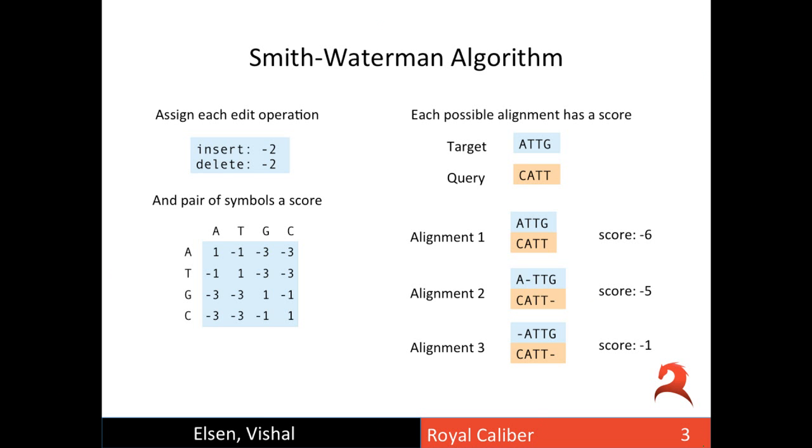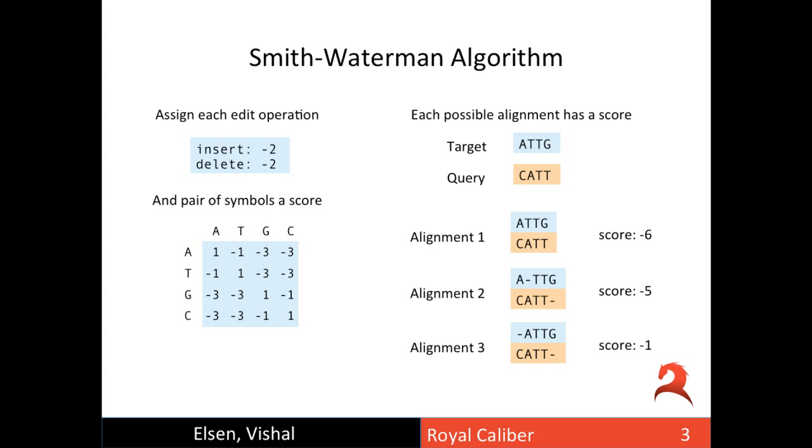So the way we do that is we assign scores to each one of the operations that can occur. So for example, if there's an insertion or a deletion, we might give that a score of -2. And then for each one of the symbols, we create a table and we can assign a score to each pair of symbols that we have individually. And in general, we can leave this as a table that has sort of n squared entries, where n is the number of symbols in our alphabet. So for DNA, we have 4 symbols. So this table could be up to 16 in size.